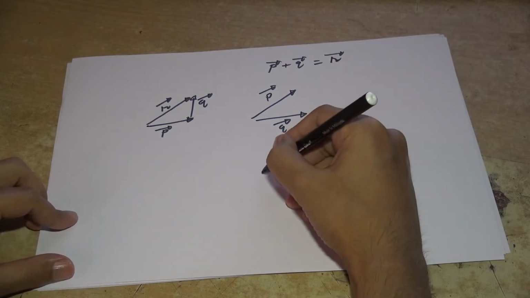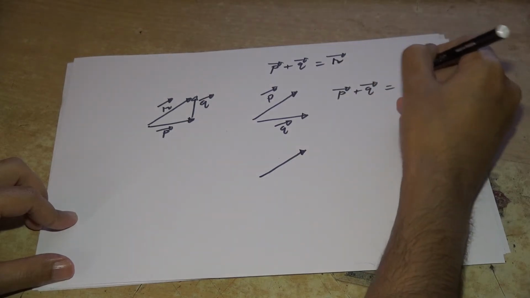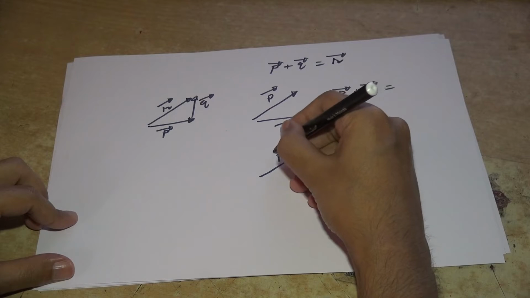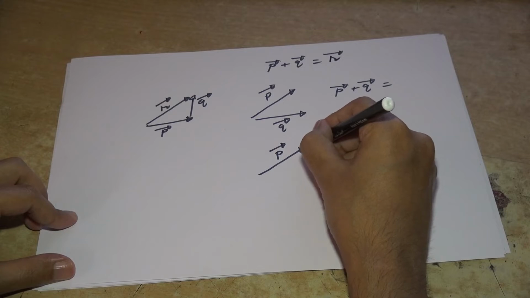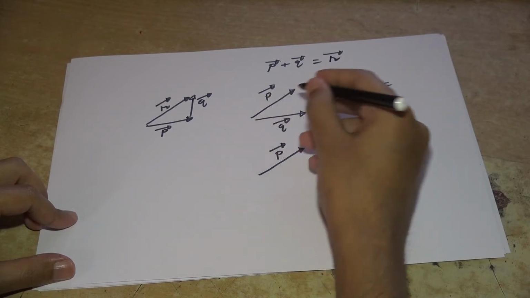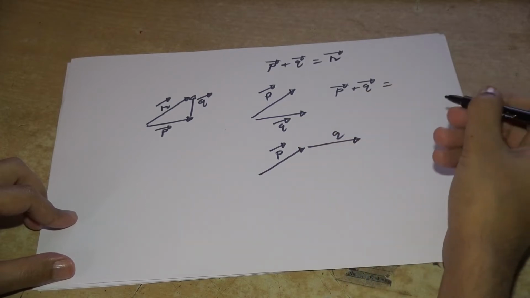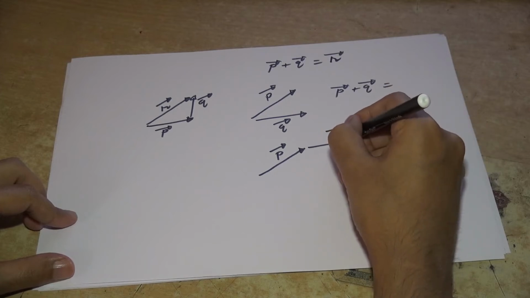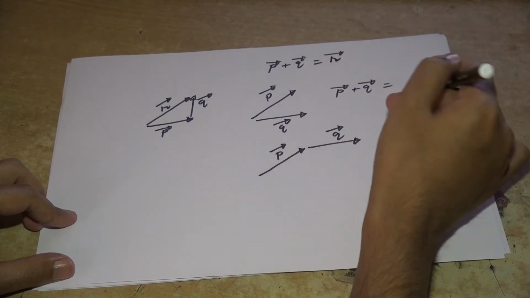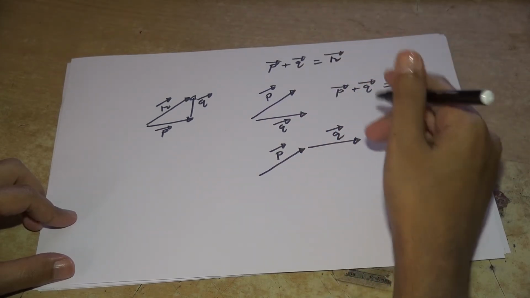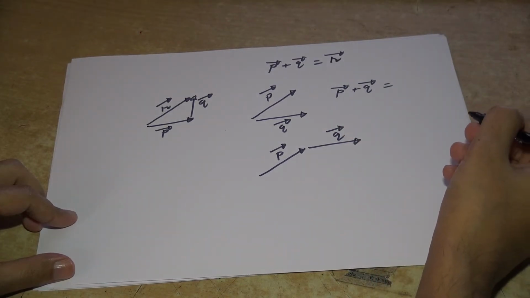Okay, so to find the sum of these two, or the total displacement of these two vectors, I draw p over here again and I move the q, putting the tail of the q on the head of the p. So I draw it here. My length is the same as it was. I did not change the magnitude of the vector, and I did not change the direction of the vector, as you can see. So I can draw them anywhere.